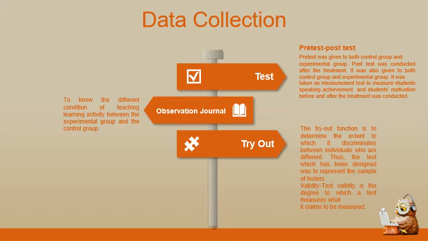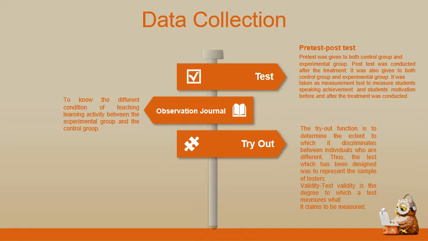It was taken as a measurement tool to measure students' speaking achievement and students' motivation before and after the treatment was conducted. The second is observation journal. It is to know the different condition of teaching learning activity between the experimental group and the control group.